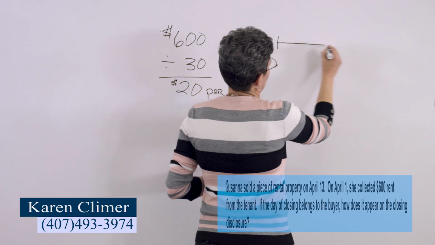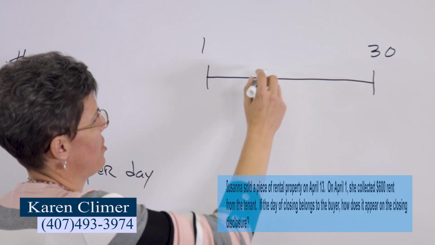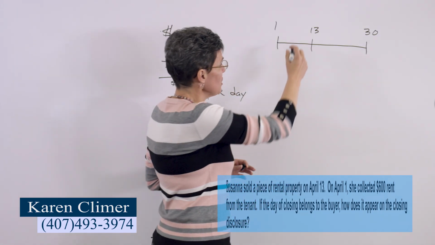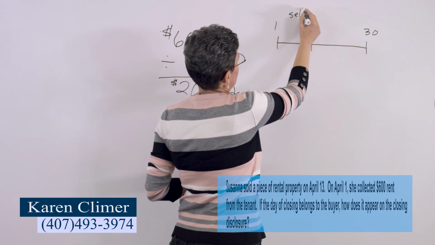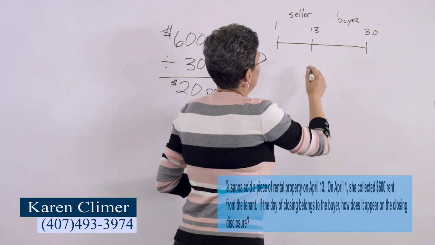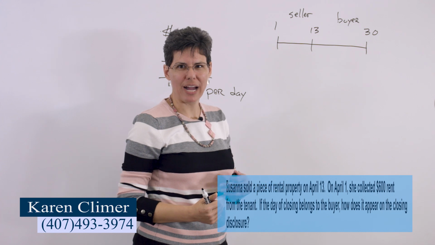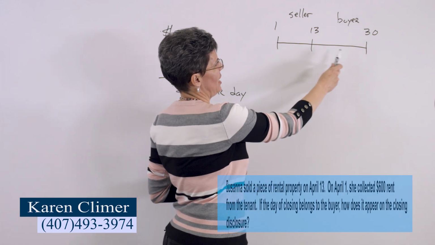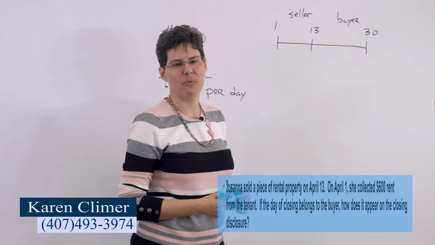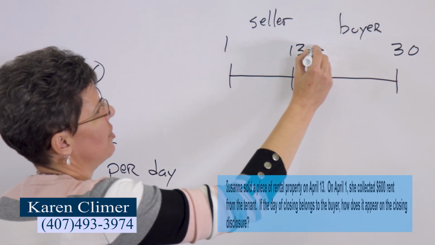Well, let's say this is April here. We've got the 1st and the 30th. And we're selling the property right here on the 13th. So this is the seller side, and this is the buyer side. Now, the day of closing, the 13th, can belong to the buyer or the seller. It could be on either side, and it doesn't matter. There's good and bad either way. It's just whatever the question says, and in our case, it says it's on the buyer side.